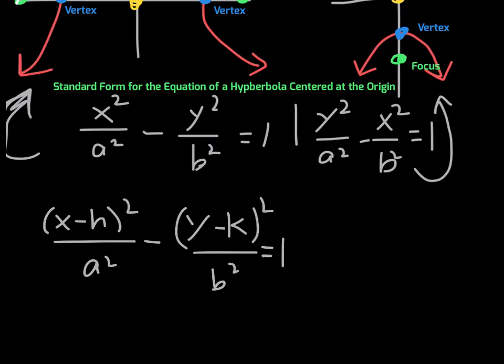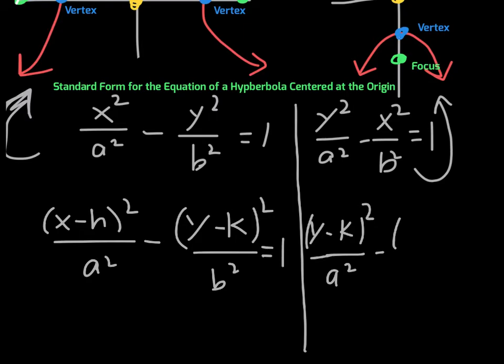Let me put a line here separating these. And then this one over here would be y minus k quantity squared over a squared minus x minus h quantity squared over b squared is equal to 1. Okay? So even if the hyperbola is not centered at the origin, these are your equations here. Your center is h comma k. Be careful. H is always with x and k is always with y.